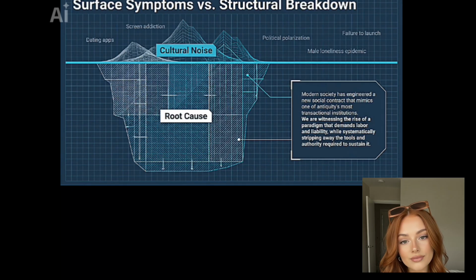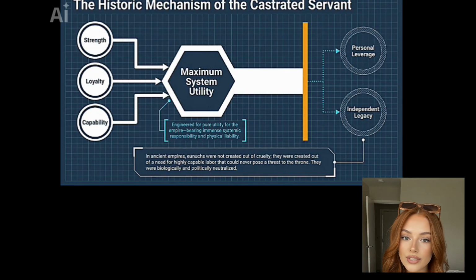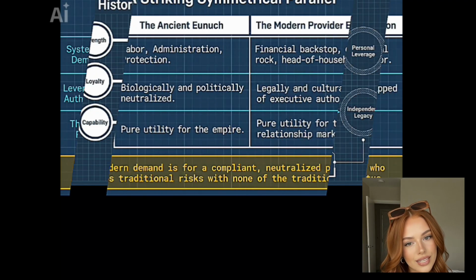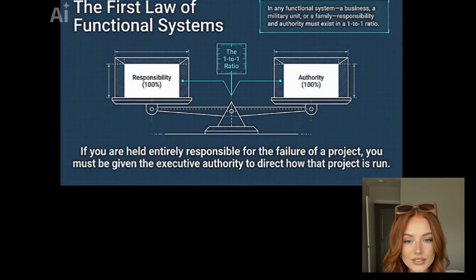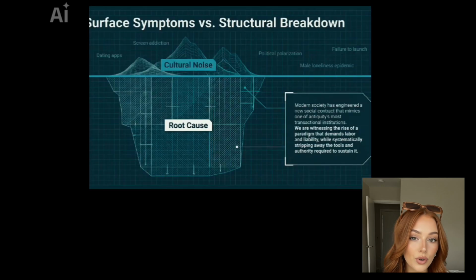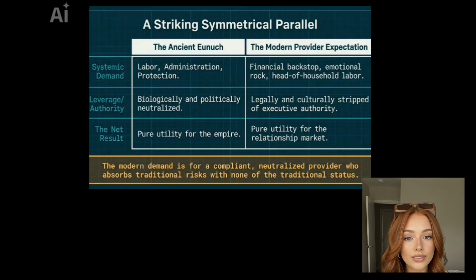Without realizing it, modern society has engineered a social contract that mimics one of the ancient world's most transactional institutions, the eunuch. We are witnessing the rise of the modern eunuch, a paradigm that demands the labor, protection, and liability of the traditional male role, while systematically stripping away the tools, authority, and status required to sustain it.